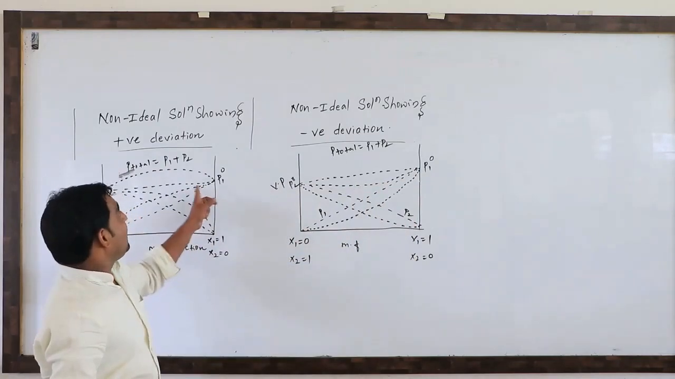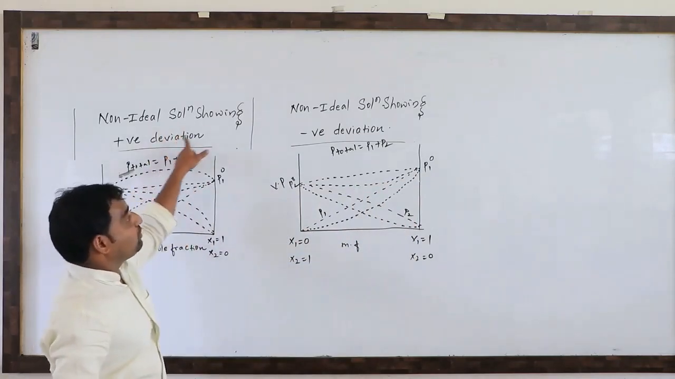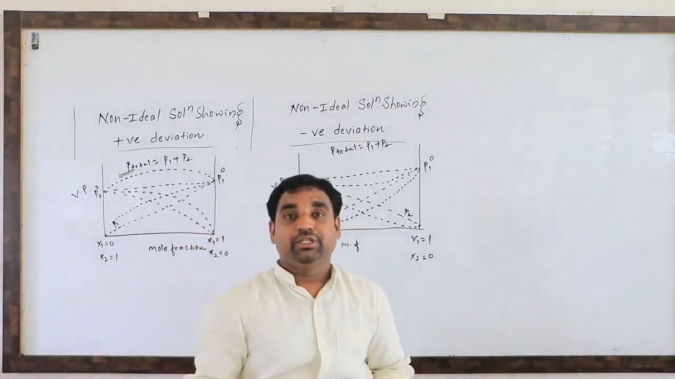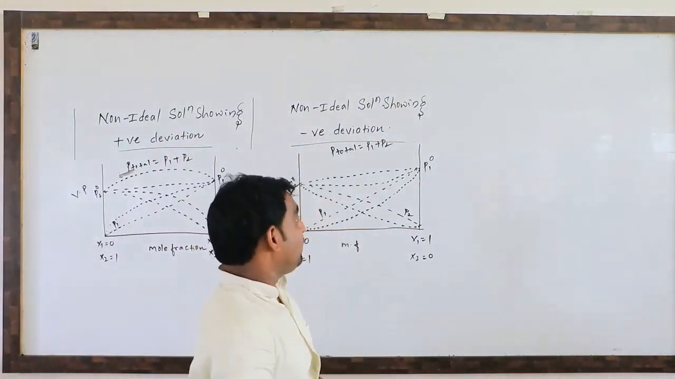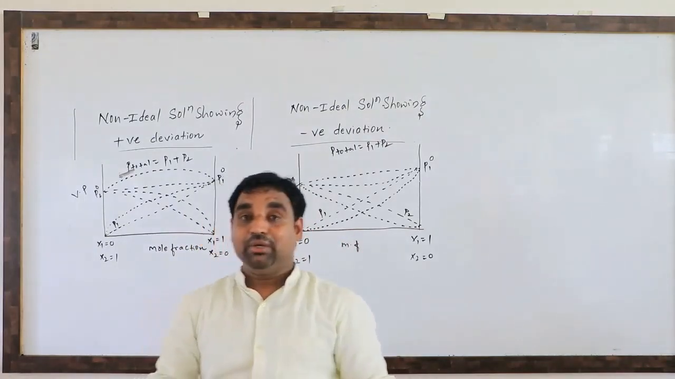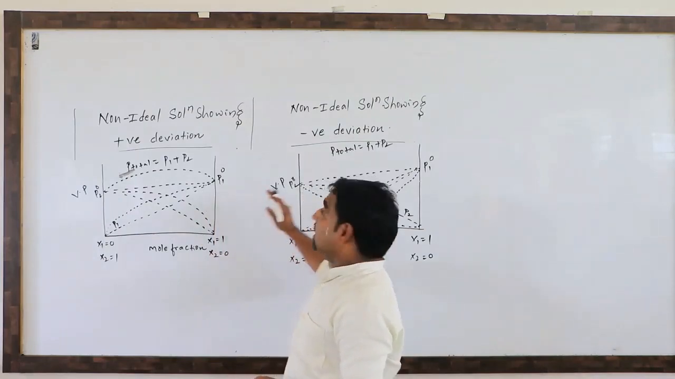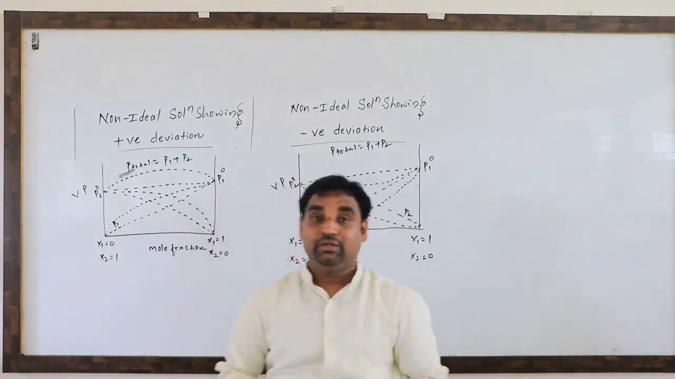This is the graph for the non-ideal solution showing positive deviation and the non-ideal solution showing negative deviation. Very important from the examination point of view. You have to remember the examples regarding this, and also how the positive deviation arises, and the explanation regarding that.